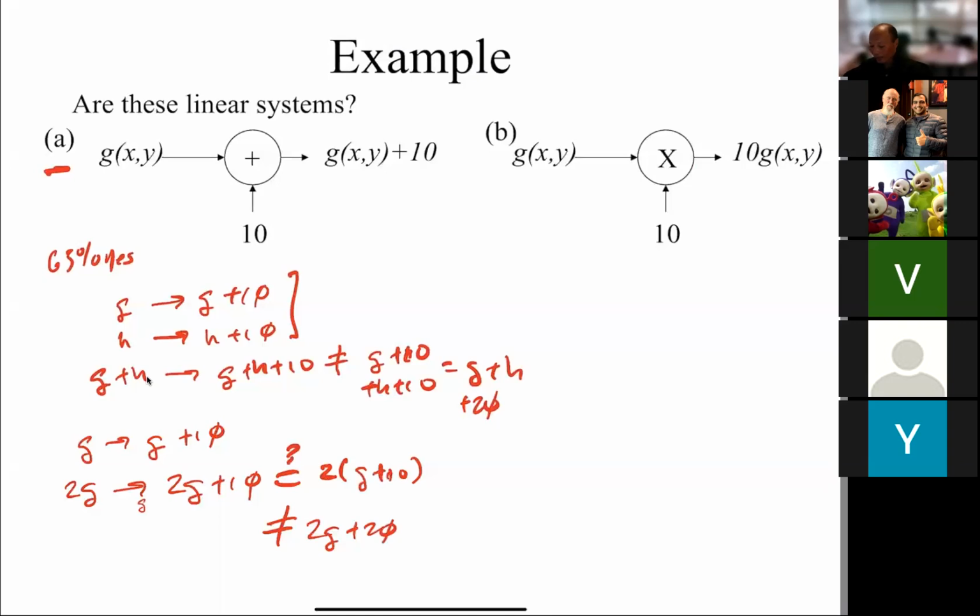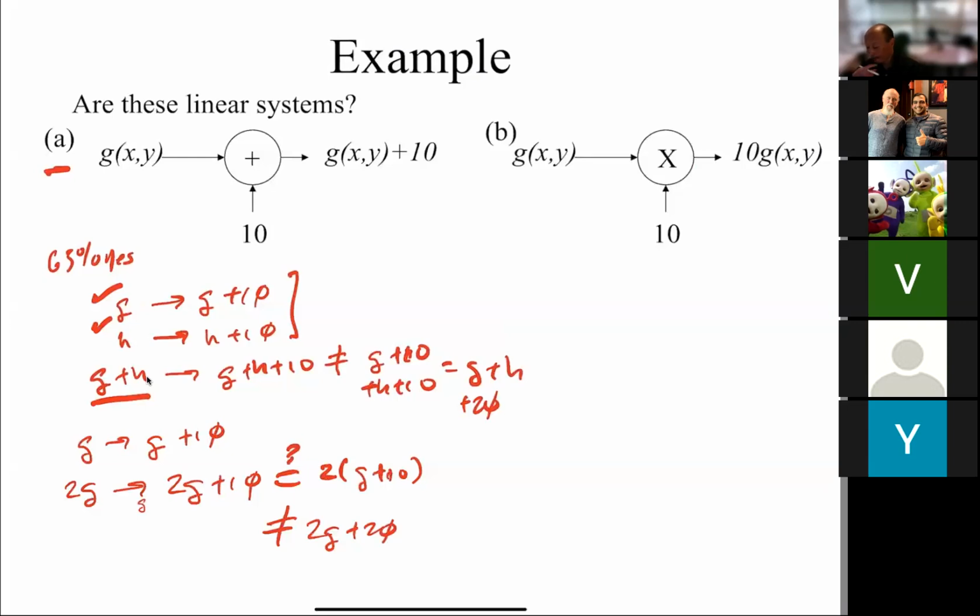Okay, so we know that if I put in G, I get G plus 10. That's just the definition of that system. It just adds 10 to whatever you put into it. And if I put in another input H, I'm just going to get H plus 10, because that's another input, and we just add 10 to that. Now, if I come in with some other input, let's just call it G plus H, it's just an input. So it's just going to add 10 to that input. So the output's going to be G plus H plus 10.